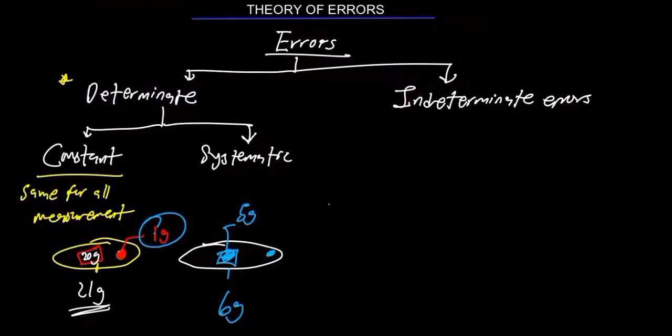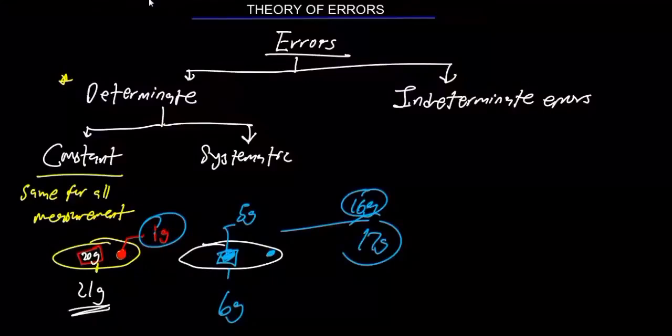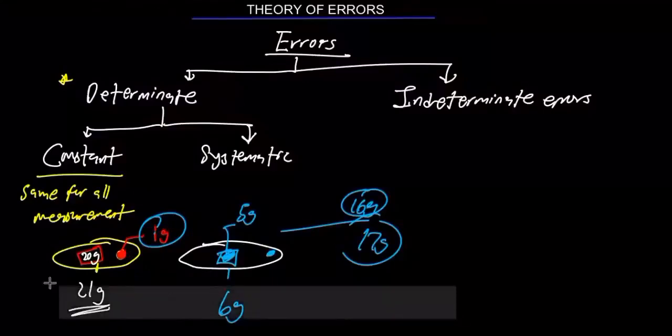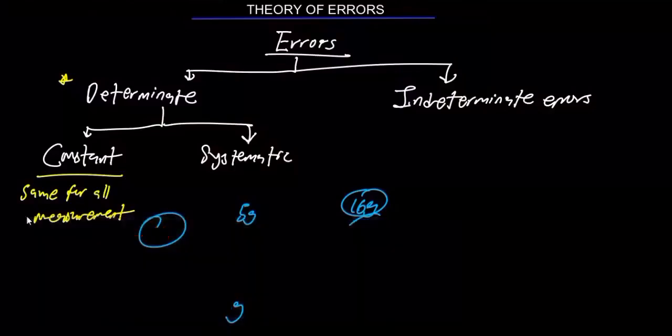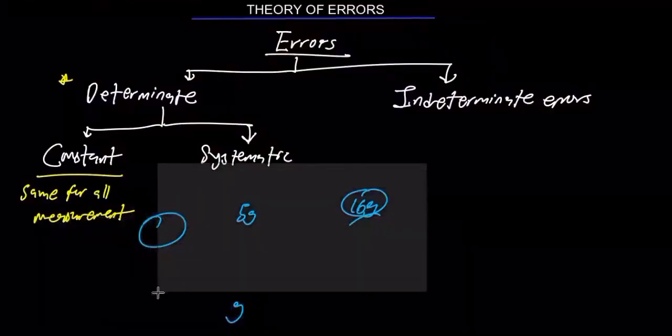If you are measuring an object whose mass is 16 gram and you put it on this scale, it will measure 17 gram just because of this 1 gram that is there. So that is constant error. It does not vary. It's the same throughout the measurements. That is the meaning of the word constant: when something does not change. Okay, that's constant error.